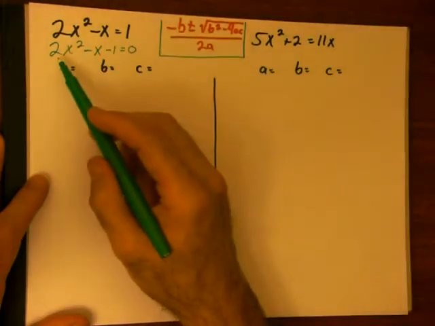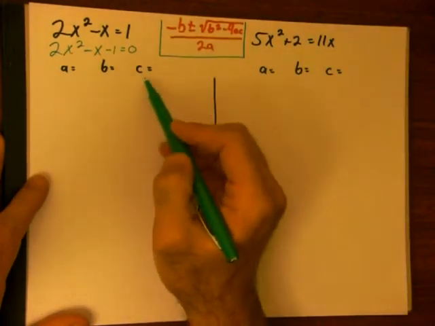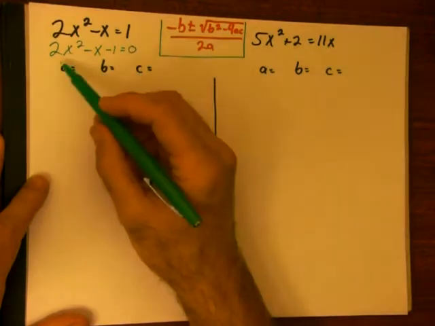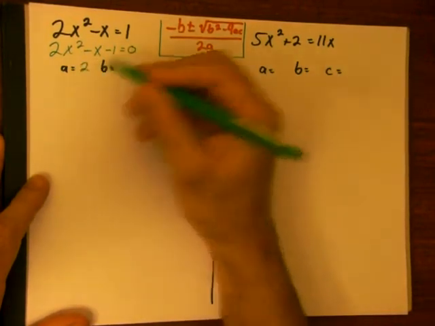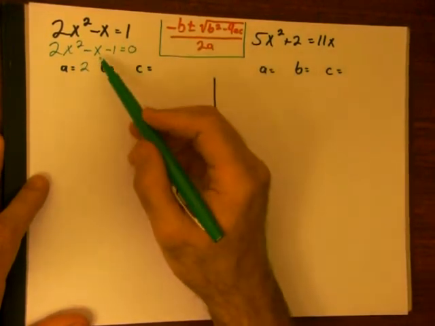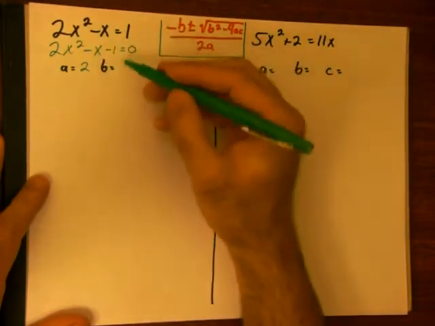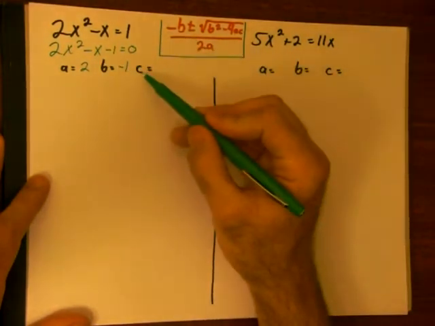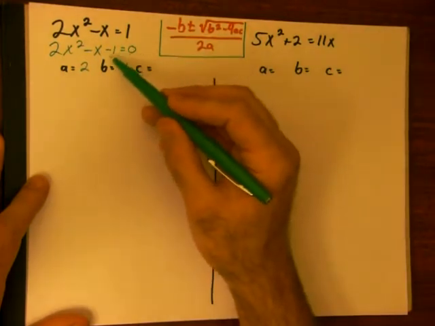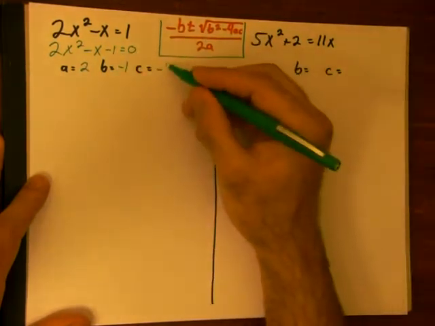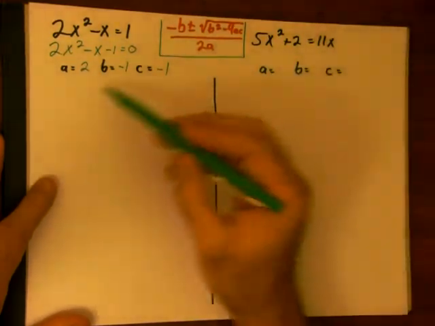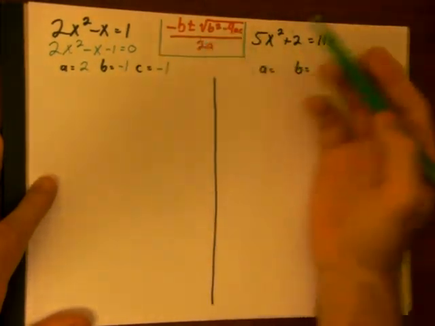Now we identify the a, b, and c. A is the coefficient in front of the x squared, which is 2. B is your coefficient in front of x. It's a negative. We know there's a 1 in there, so it's negative 1. And c, there is no variable, it's the constant by itself, which is negative 1. Now we simply plug these values into this formula.